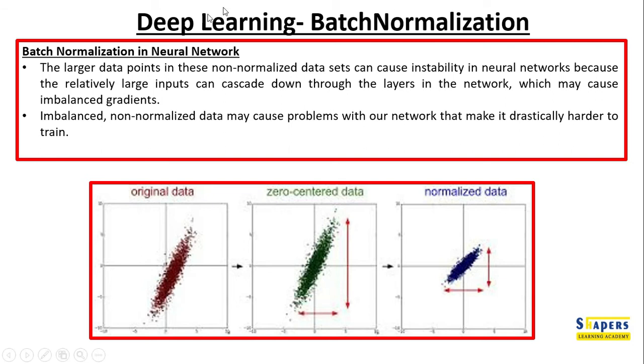Batch normalization and neural networks. So why would that be required? The larger data points in these non-normalized data sets can cause instability in neural networks because the relatively large inputs can cascade down through the layers in the network, which may cause imbalanced gradients. Imbalance in non-normalized data may cause problems with a network that make it drastically harder to train.